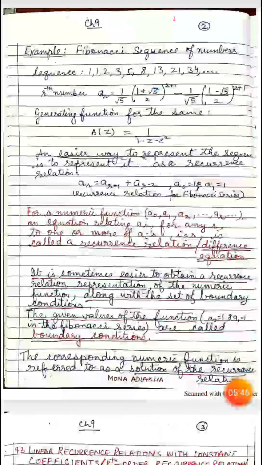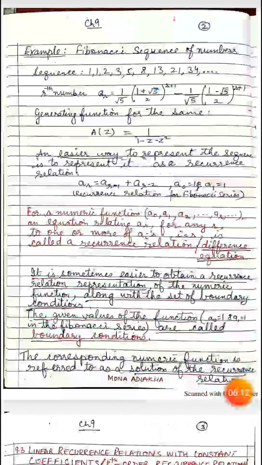Now, as you can see, as compared to the previous example, it's not very easy to understand the numeric function, or even how from the numeric function you have got the generating function. So this is an example where finding a recurrence relation of the corresponding numeric function will help you further understand how to solve a particular problem.